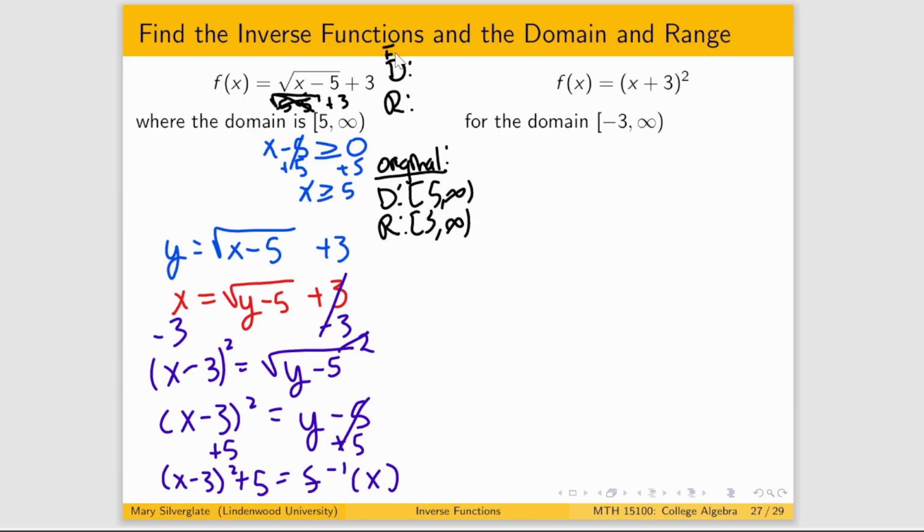For the inverse, that means I have to flip that. So the range of the original, 3 to infinity, becomes the domain on the inverse. Not because I can't plug in smaller numbers to this function by itself, but because this domain has to then become the range on this, which will then impact that domain on the inverse function.